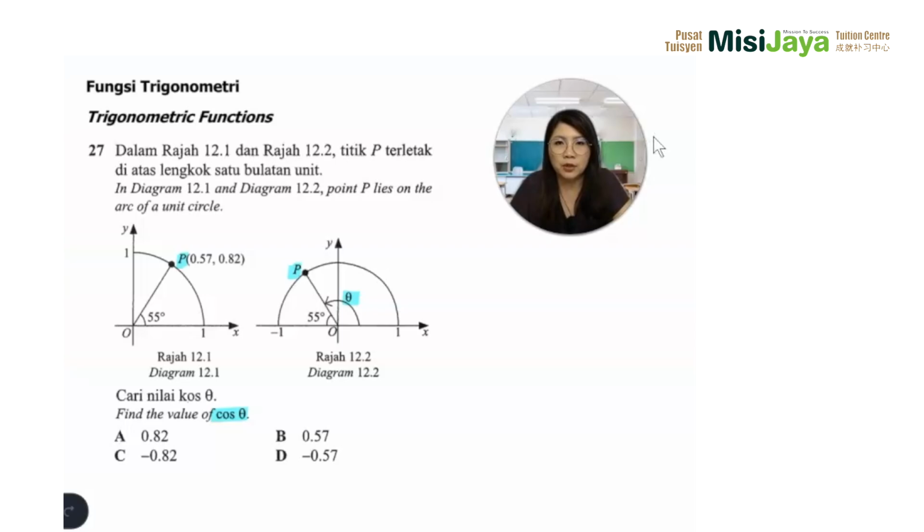Okay, if I were to draw the quadrants, there are 4 quadrants here. The first quadrant is here. So A, all science teachers crazy. Don't tell that to your science teacher, okay? So P is here, so this is the second quadrant. In the second quadrant, only sine is positive. The rest are all negative, okay?